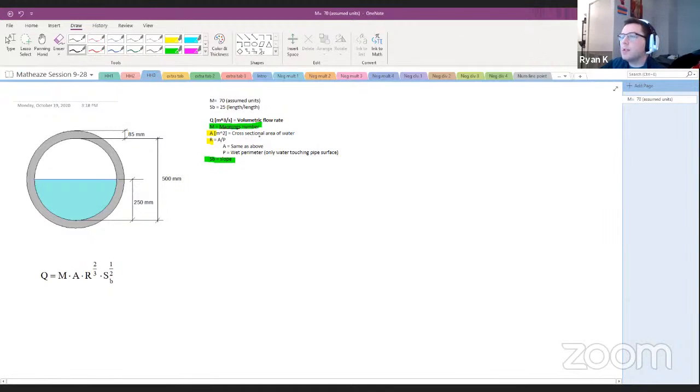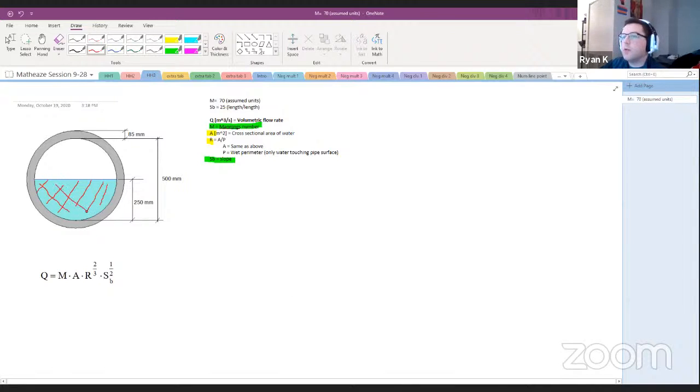So A is the cross-sectional area of water. So we're looking for this area here. We're already looking at the cross section of the pipe because we're looking down the pipe from this image here. So we just want to figure out how much area this is taking.